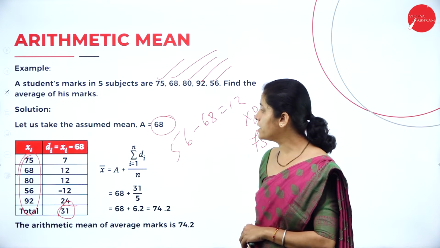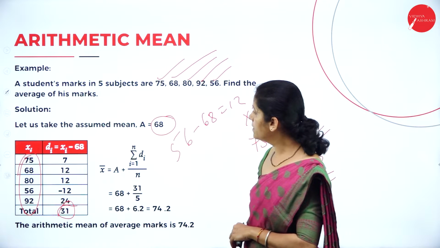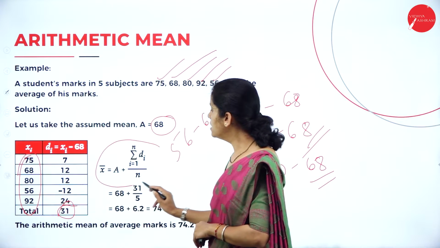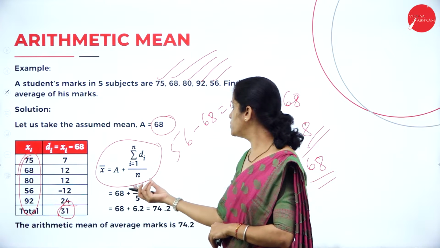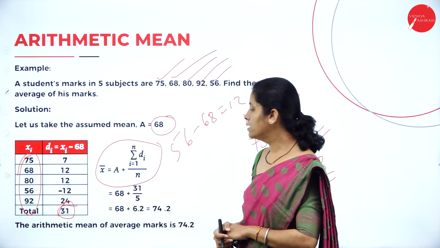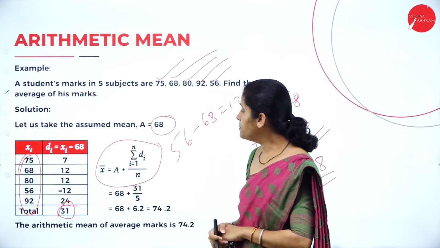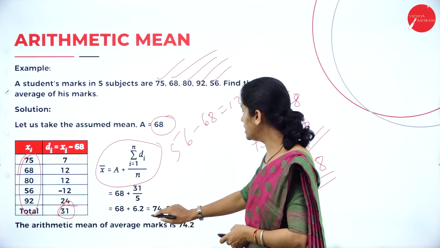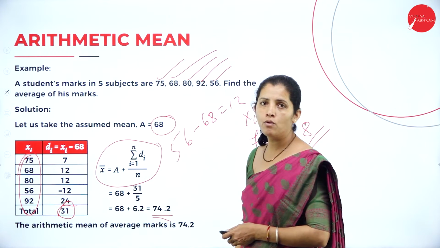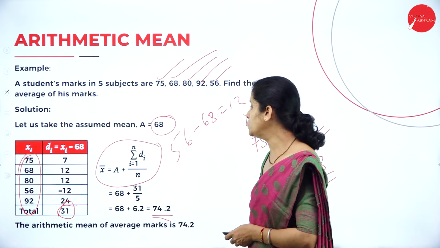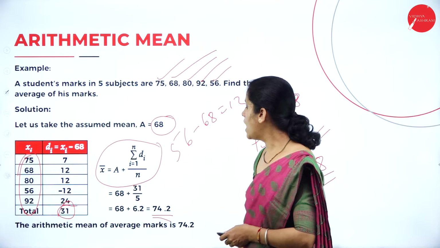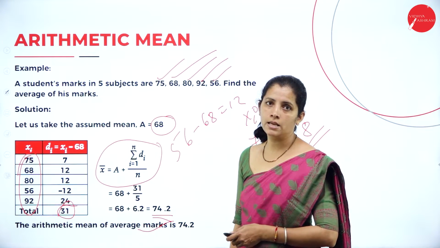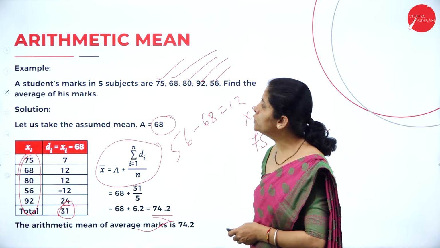That is the summation. Now I take the shortcut method formula and substitute the values. When I simplify, I get the answer 74.2. Therefore, the arithmetic mean of the average marks is 74.2.